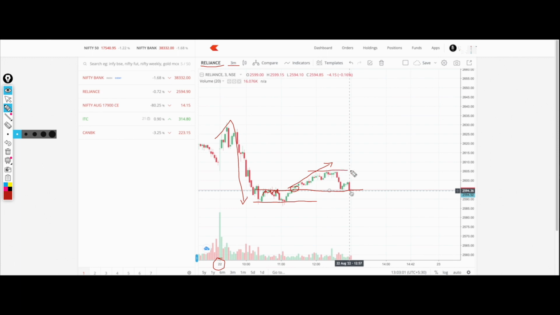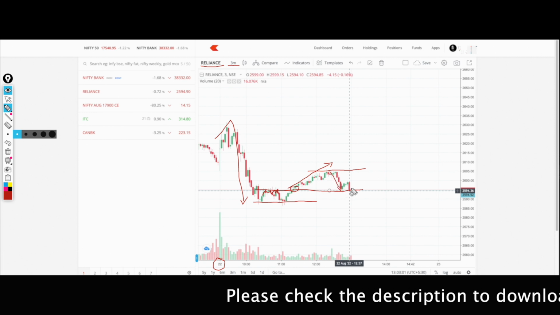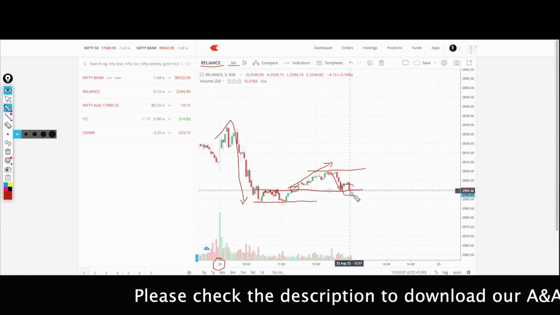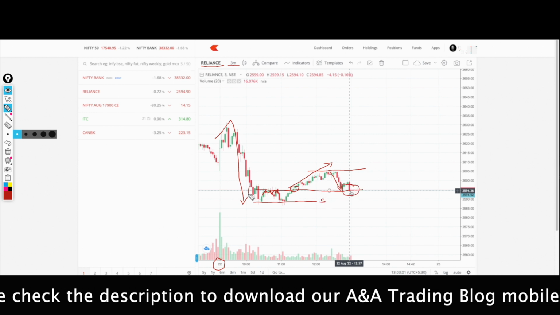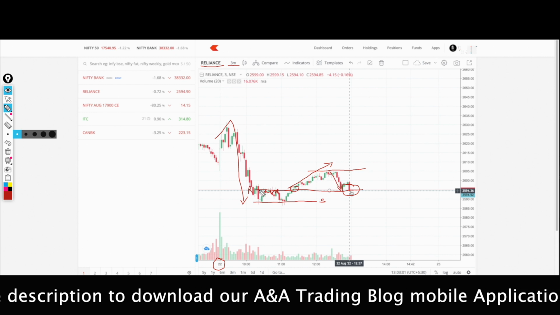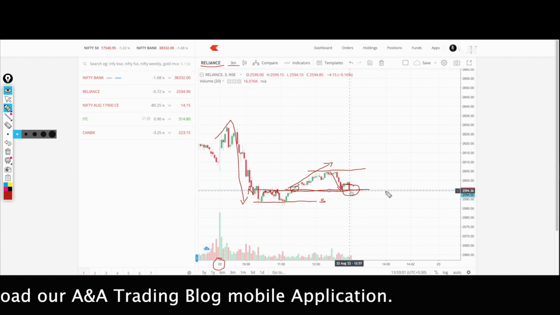It went up to here. Now after reaching this level, people started booking the profit and the stock price came down. Traders, till now I hope you understood. Now again, where is the stock trading? It is exactly at this level. Previously this was the support, this was the resistance level. Now after this resistance level was broken here, this level became the new support level.